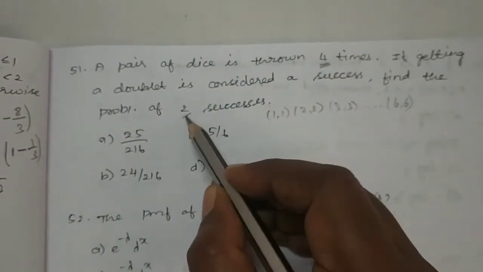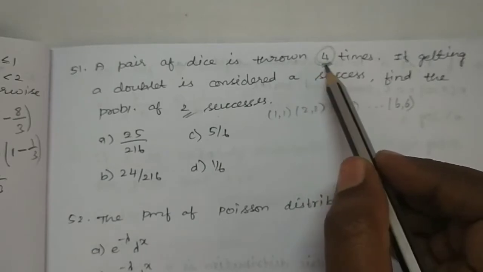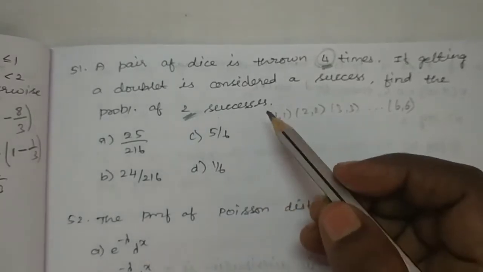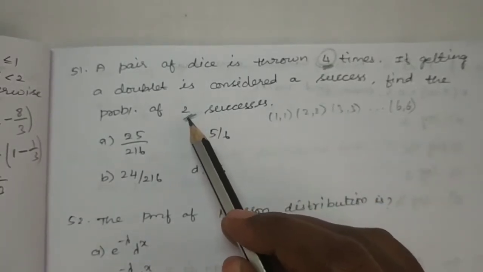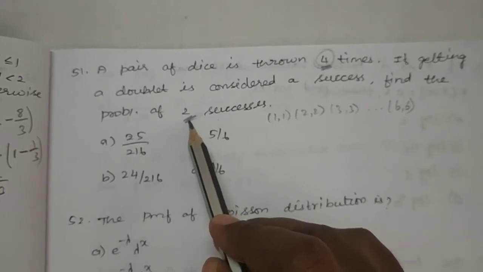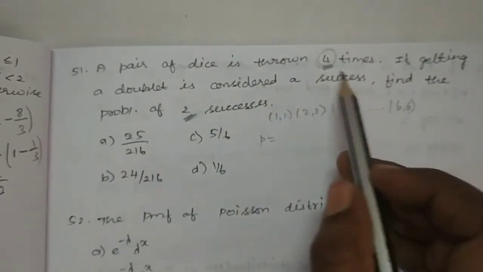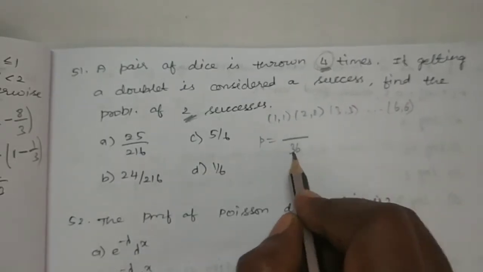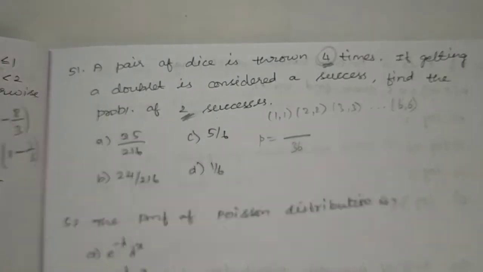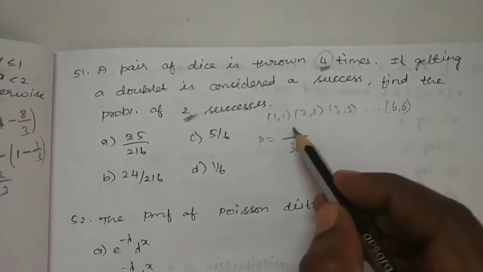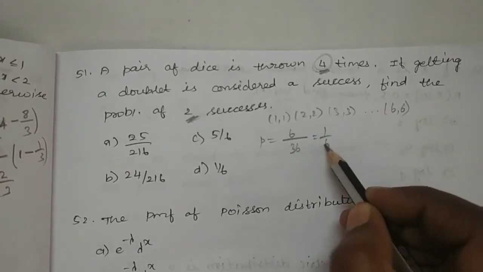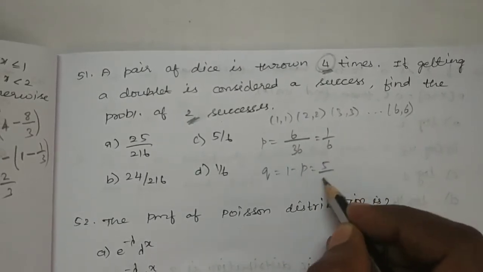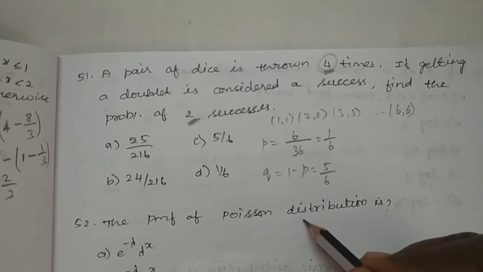Totally we are throwing the dice 4 times. Out of 4 trials, we have to check whether we get 2 successes. So P equals the probability of getting a doublet. Totally there are 36 possibilities, and out of 36, there are 6 possibilities for a doublet, which is equal to 1 by 6. Then Q equals 1 minus P, which is equal to 5 by 6. So these are the values for P and Q.